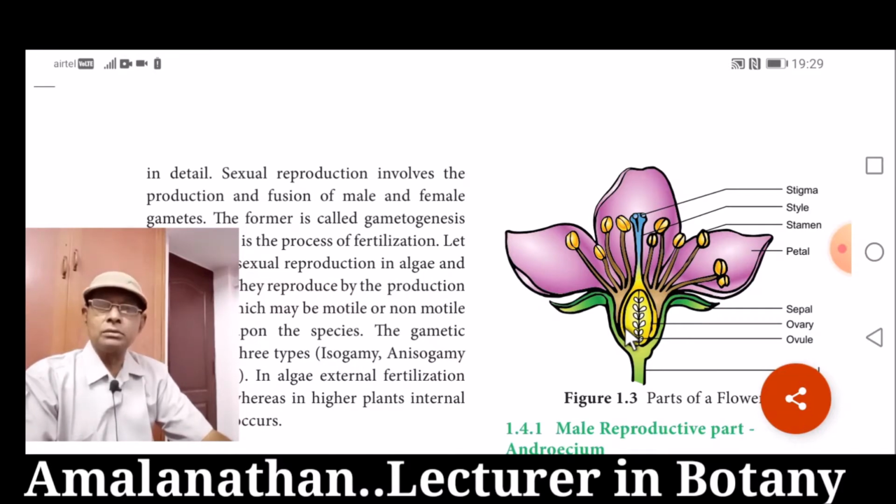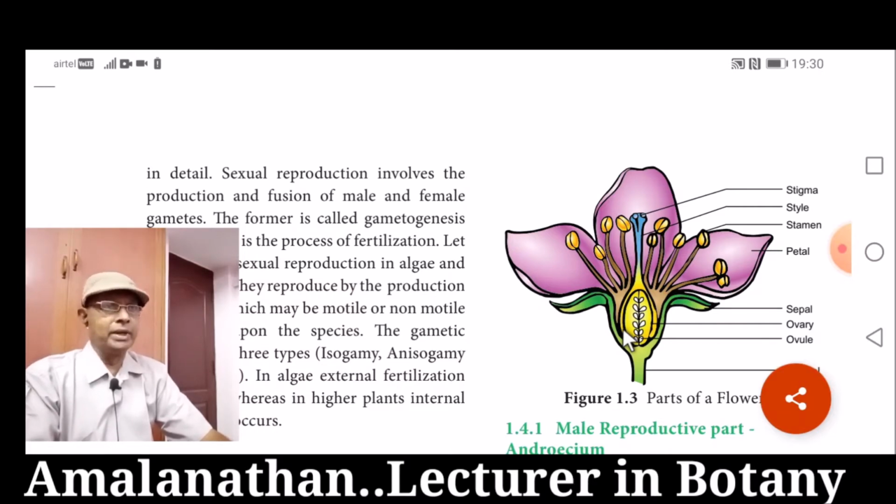Pre-fertilization processes are processes taking place before fertilization. What are the processes taking place just before the fertilization? They are collectively called pre-fertilization processes. Fertilization, you know, is a union of male and female gamete to form zygote. That process is called fertilization. Post-fertilization: after fertilization, some changes take place in the flower and they are considered as the post-fertilization process.